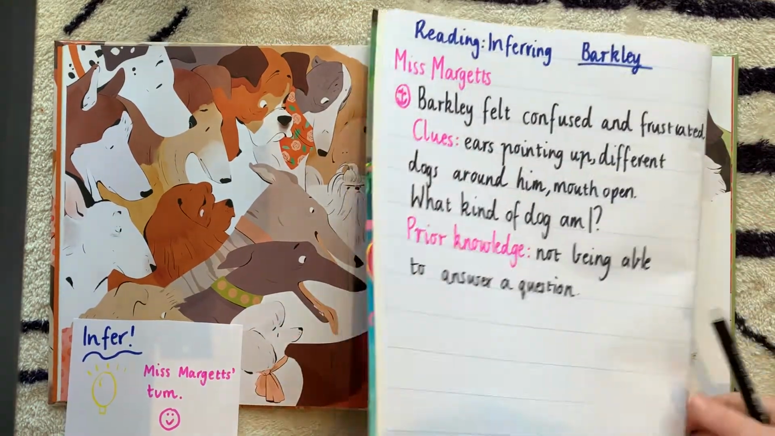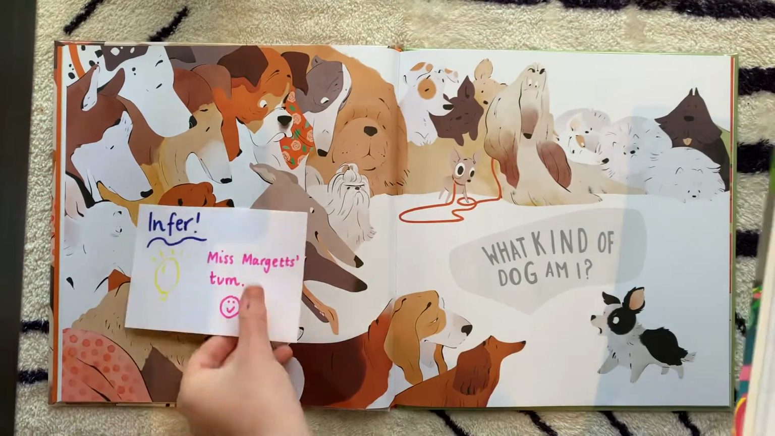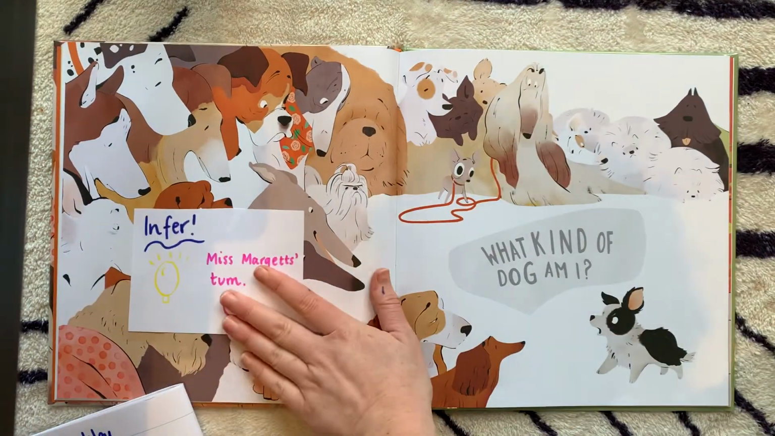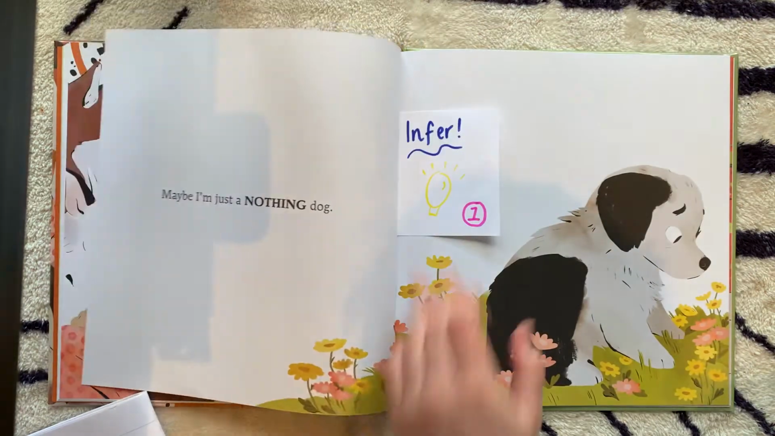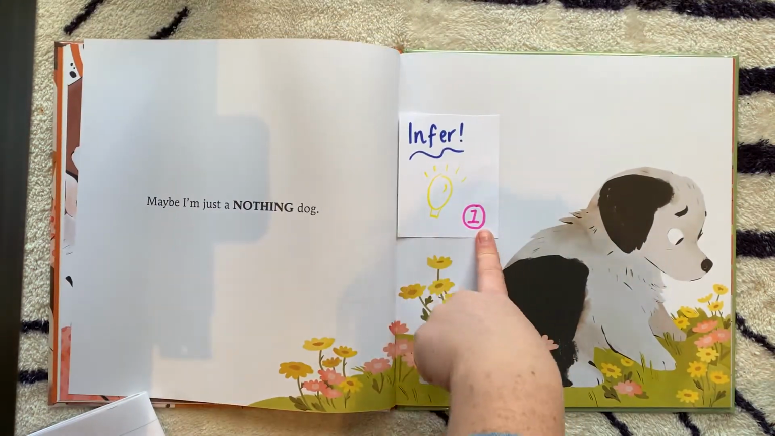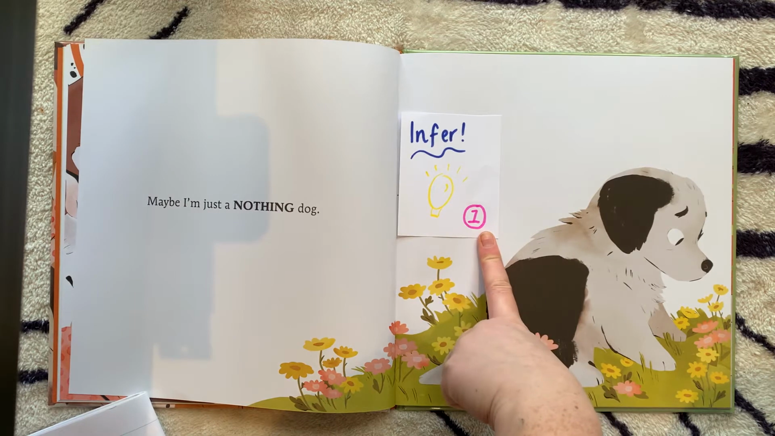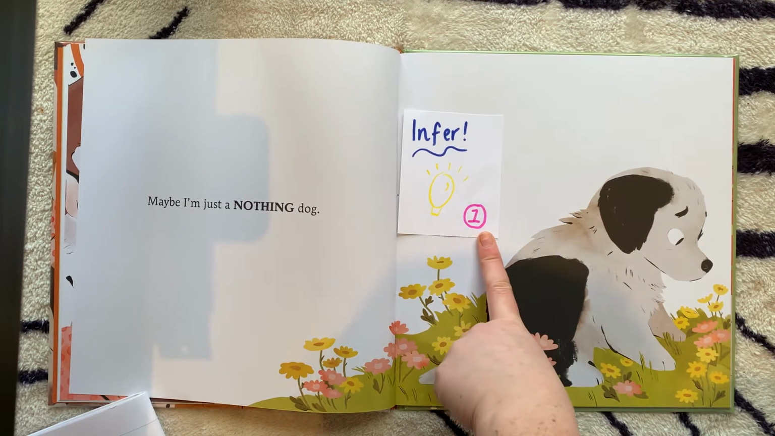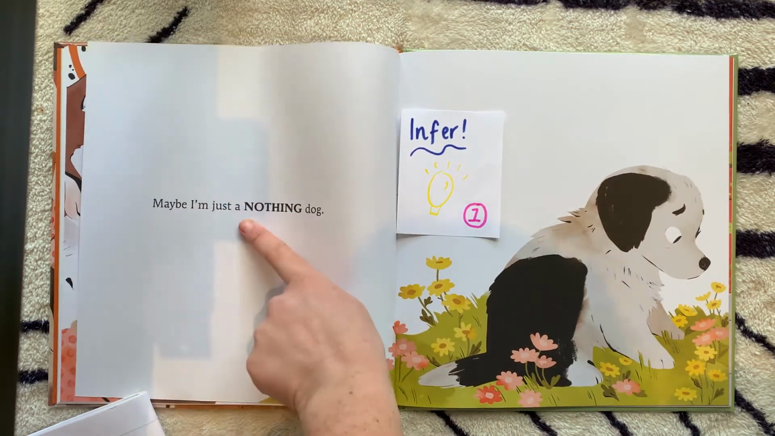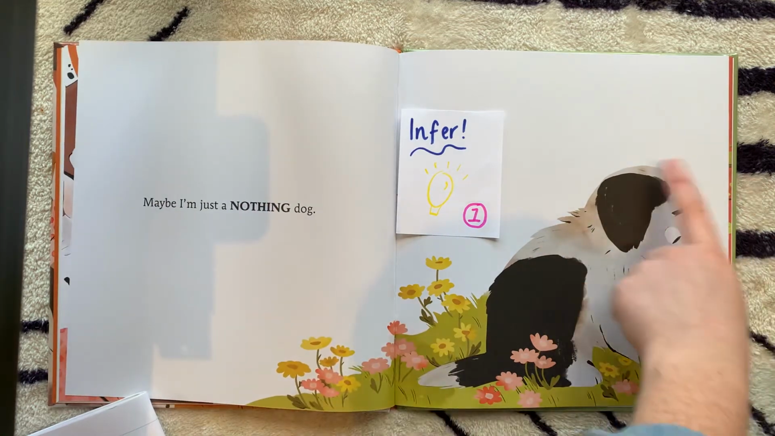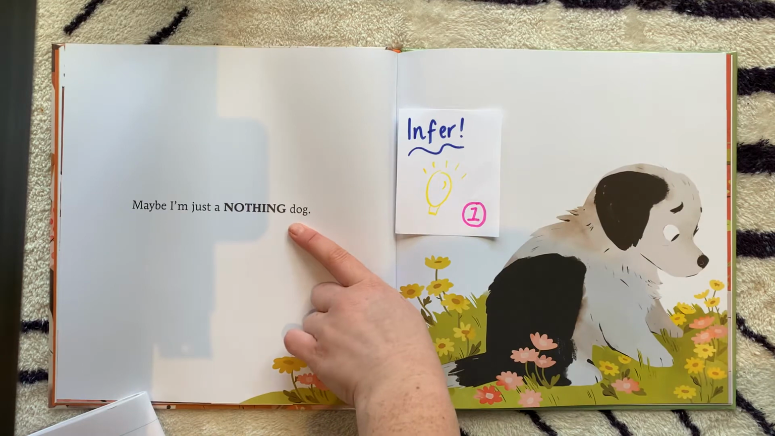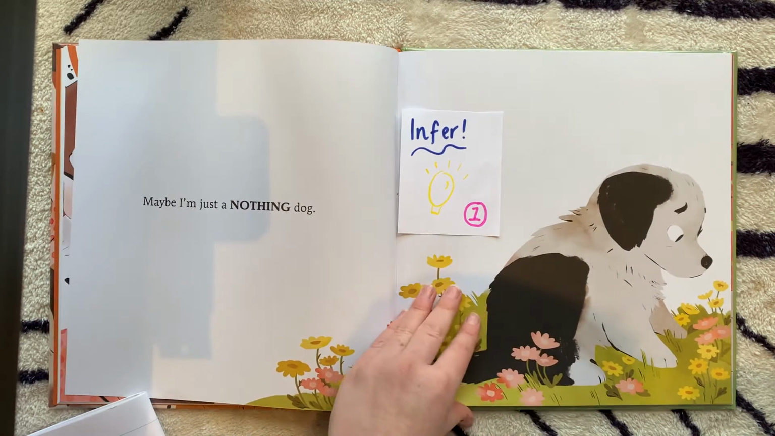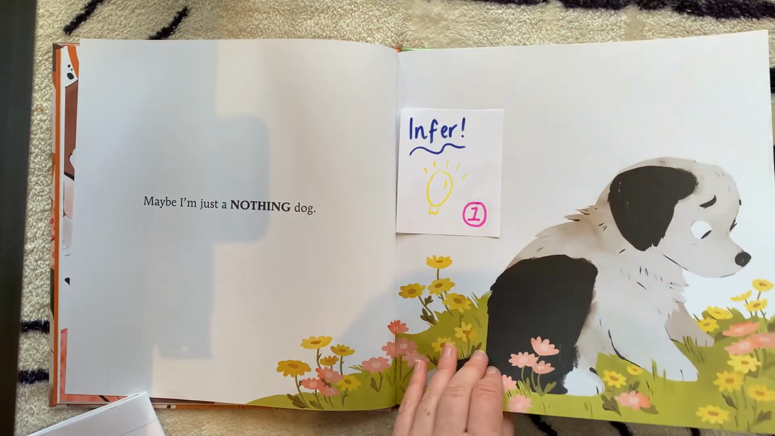You guys don't have to do that one. You are so lucky. Let's keep going and you can see what questions I do want you to answer. Oh, here we go. Number 1. So yours is number 1. The question is, how did Barkley feel? On this page it says, maybe I'm just a nothing dog. You've got to think about the clues in the picture, the clues in the text, and perhaps your prior knowledge to answer that one.